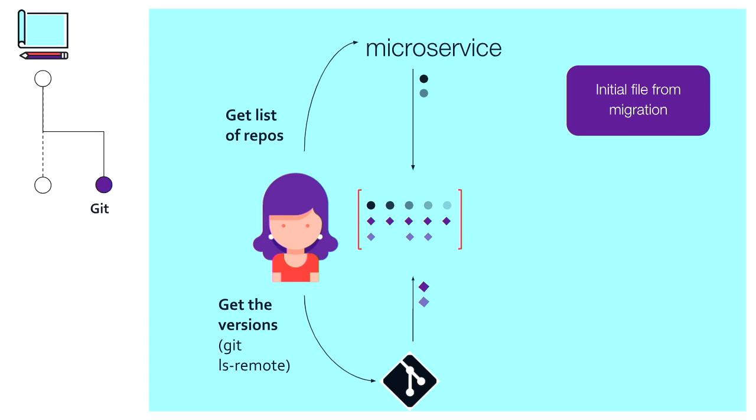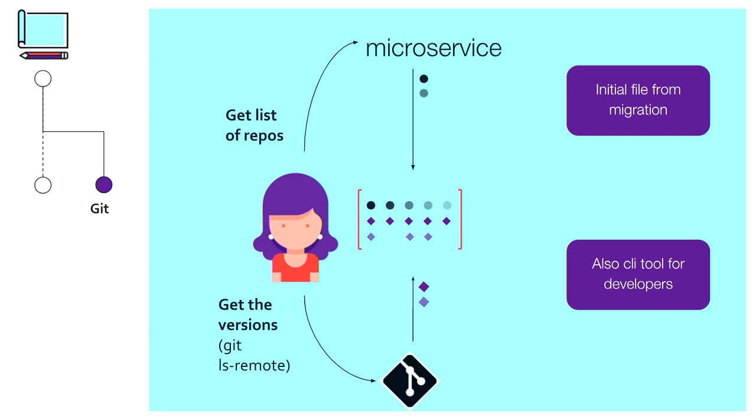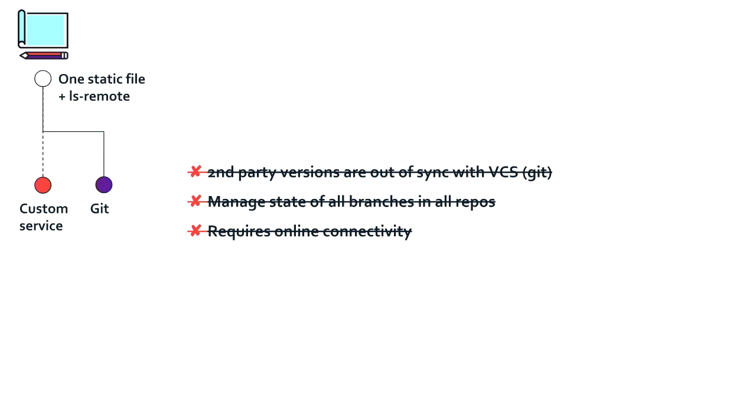This is to build the first time ever master version. Additionally, this is something that is used by a CLI tool for developers, right? Because if they want to reset the versions. Okay, so what's good about that? So mainly it's solving the problems of the custom microservice.